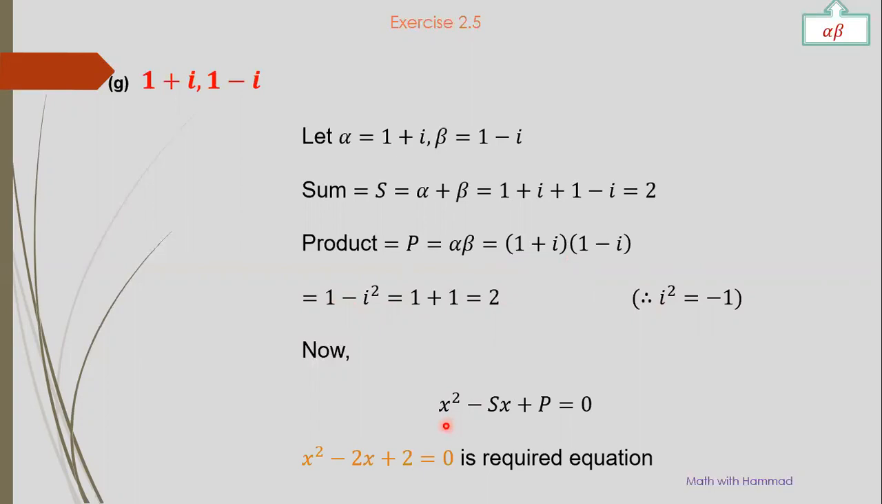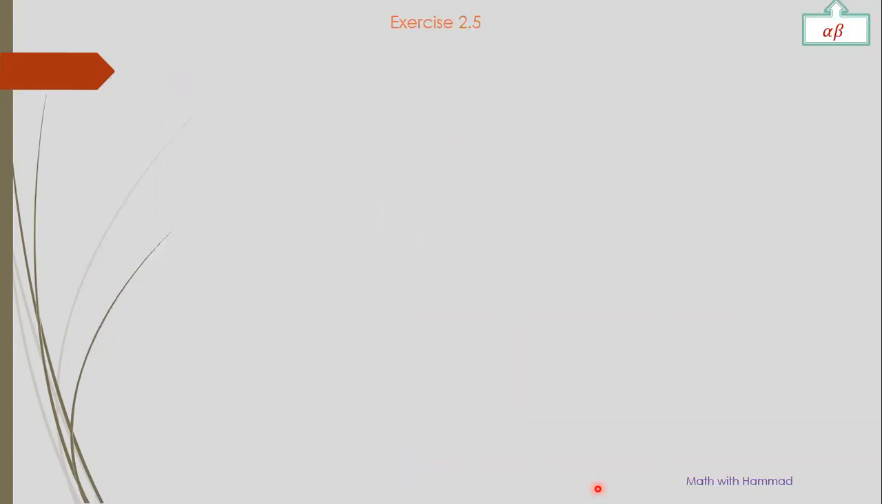Standard form is x square minus sx plus p is equal to 0. Replace s by 2 and p by 2. We will get x square minus 2x plus 2 is equal to 0 is our required equation.